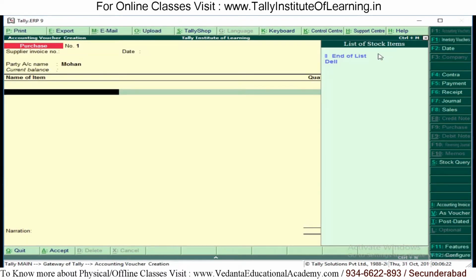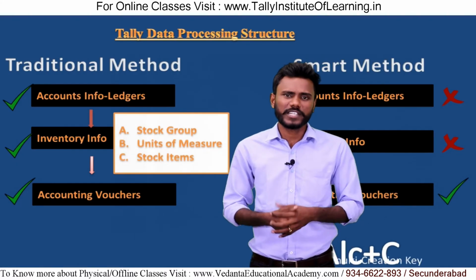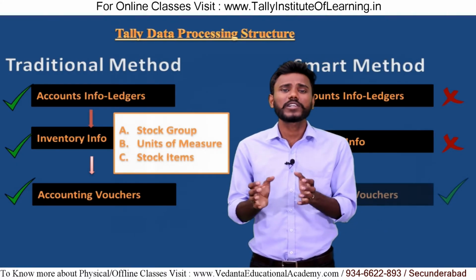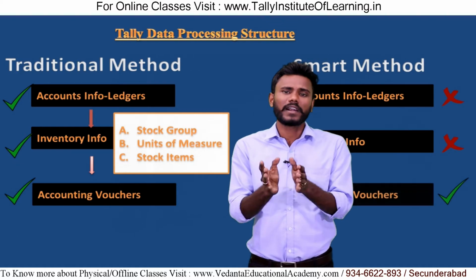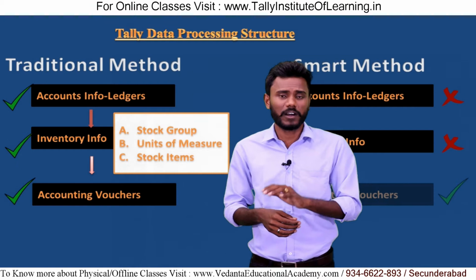Whatever ledgers and items you created in step 1 and step 2 can be viewed and selected in step 3 accounting voucher. So directly we cannot pass the voucher. If you want to pass any accounting voucher like a sales, purchase, receipt or payment voucher, first you need to create the respective ledgers and items in step 1 and step 2. So this is the Tally data processing. How are we passing?